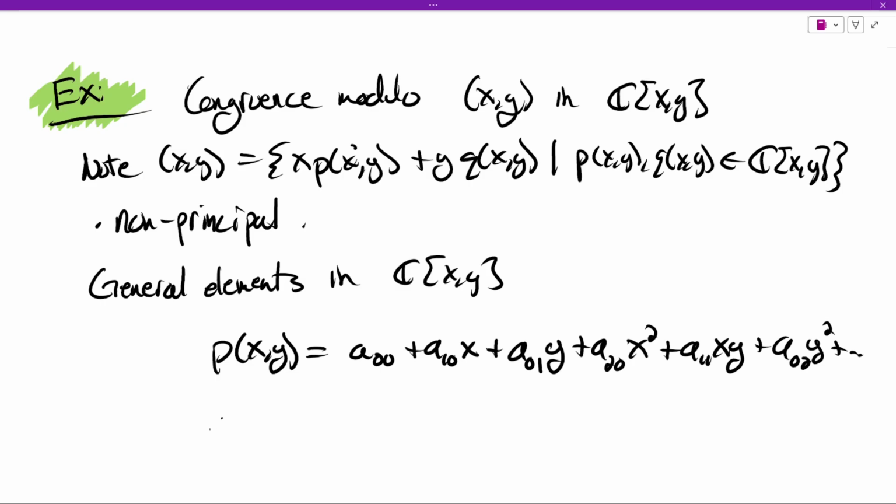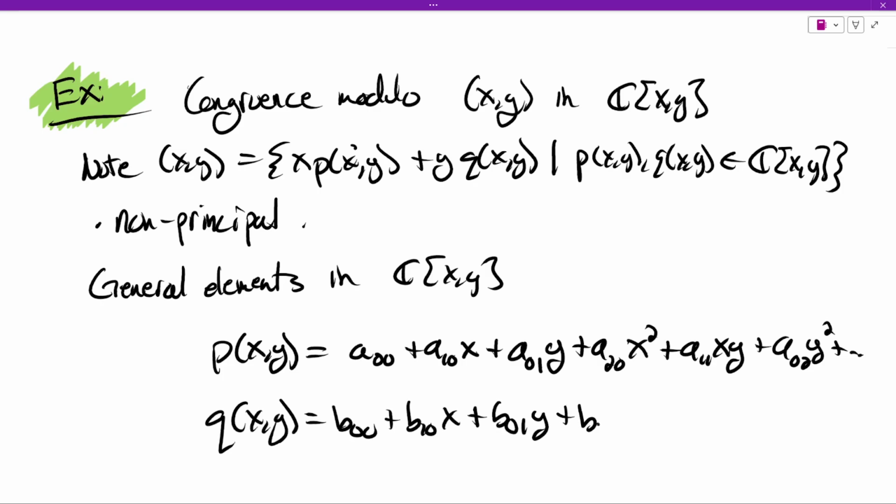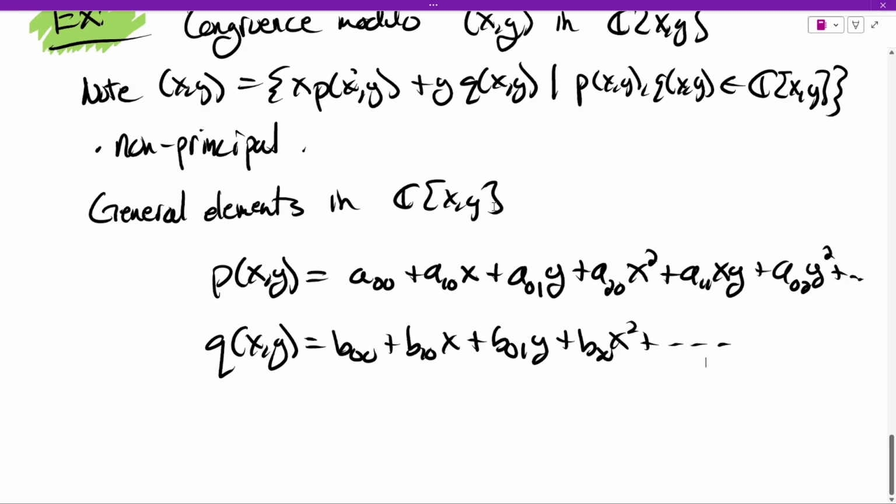And then similarly, q of x, y would have a constant, maybe a linear in x, maybe a linear in y, maybe a quadratic in x, and so on. Okay, so the subscript is a double index, and it tells you what it's a coefficient of. So A00, for example, is the coefficient of the x to the 0, y to the 0 term. A10 is the coefficient of the x to the 1, y to the 0 term, and so on. So this is a standard way of working with polynomials in more than one variable.